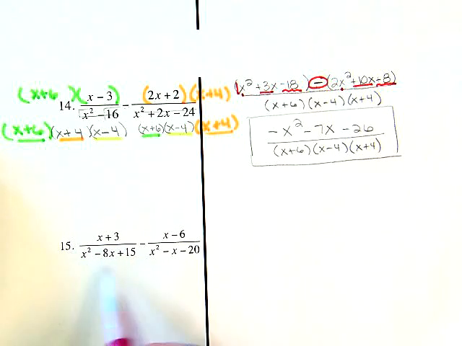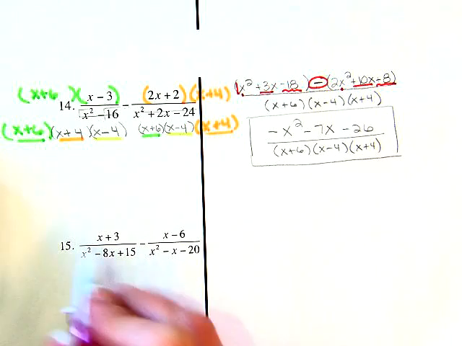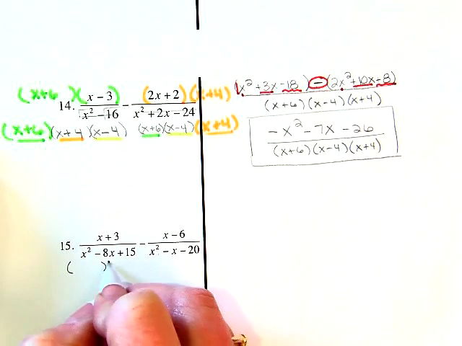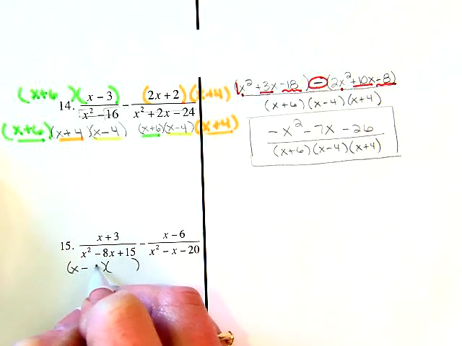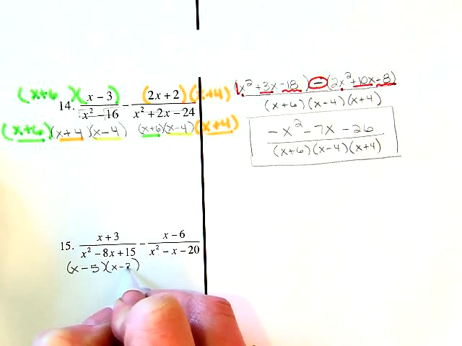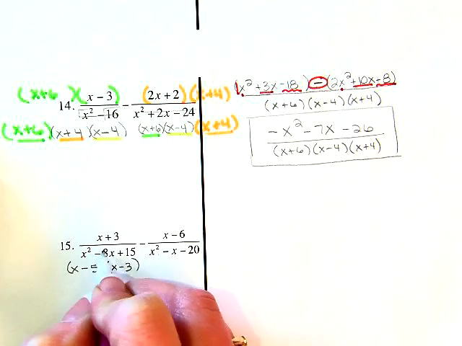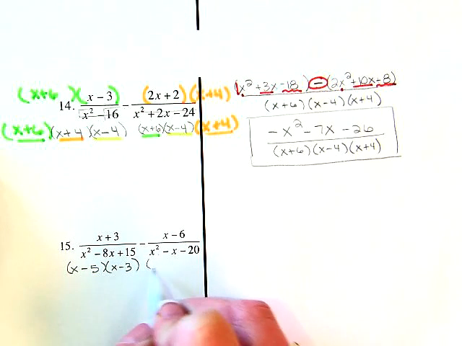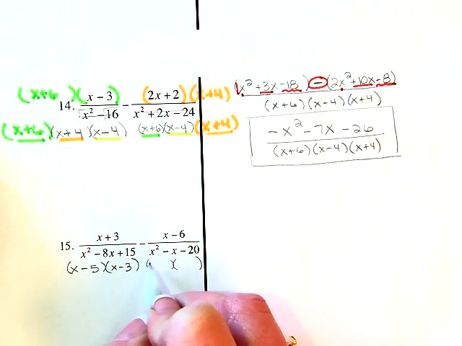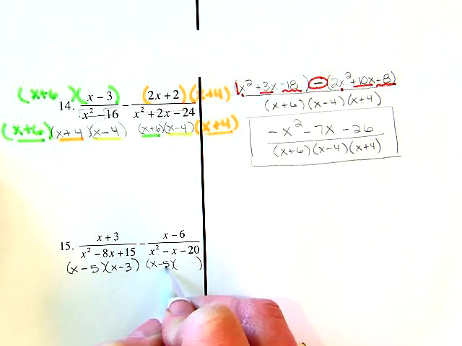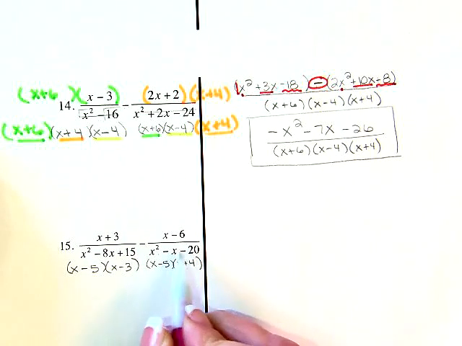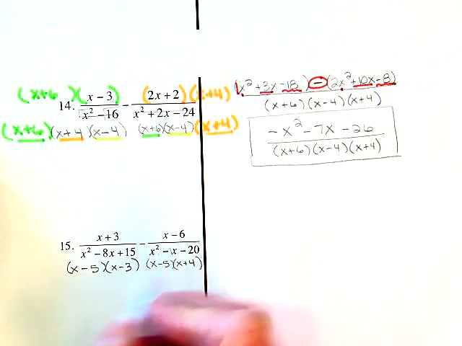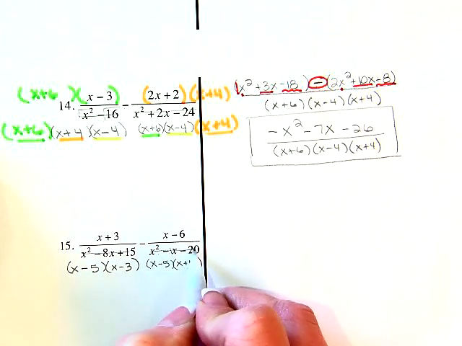But anyways, we're subtracting. We need common denominators. So we're going to factor here. We got x minus 5, x minus 3. Product is positive 15. Sum is negative 8. Check. And we got this one, which is a minus 5 plus 4. Product is negative 20. Sum is negative 1. So these trinomials are done.